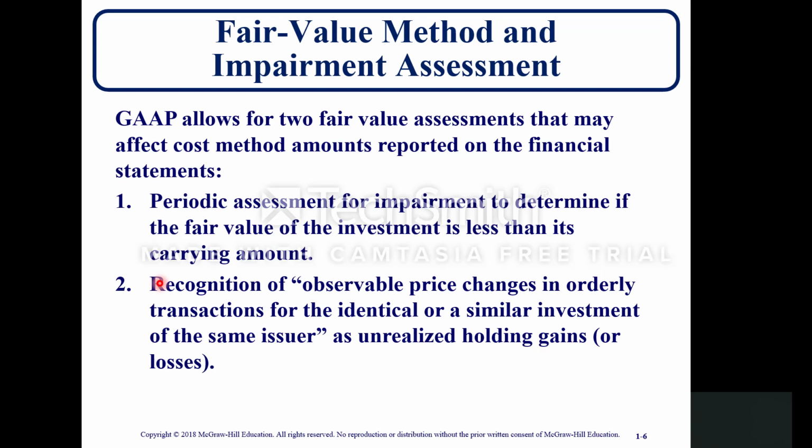The fair value method and impairment assessment. GAAP allows for 2 fair value assessments that may affect cost method amounts reported on the financial statements. Periodic assessment for impairment to determine if the fair value of the investment is less than its carrying amount, and recognition of the observable price changes in orderly transactions for the identical or similar investment of the same issuer as unrealized holding gains or losses.